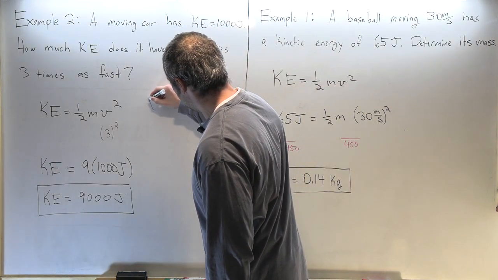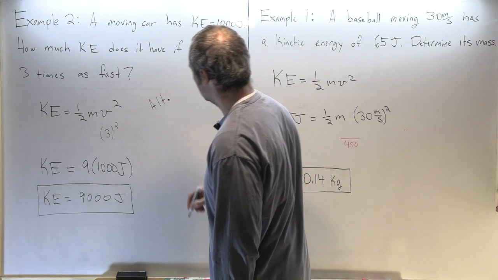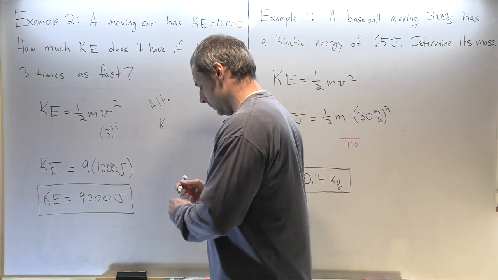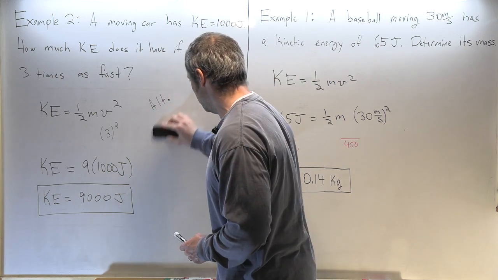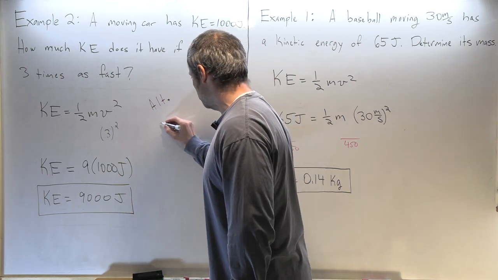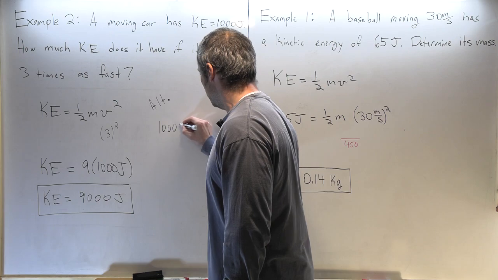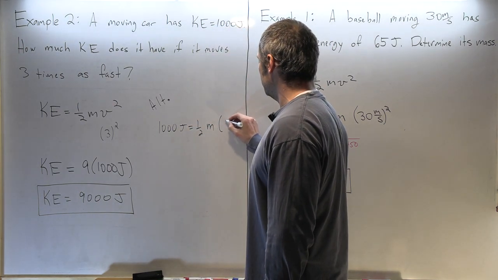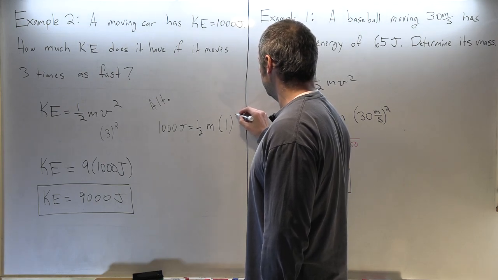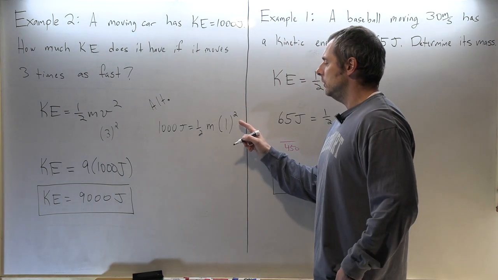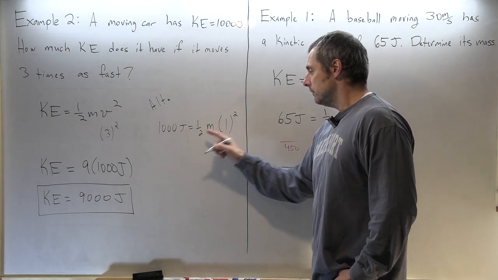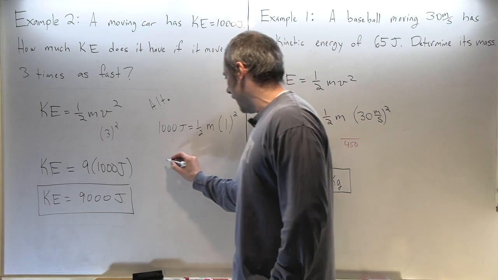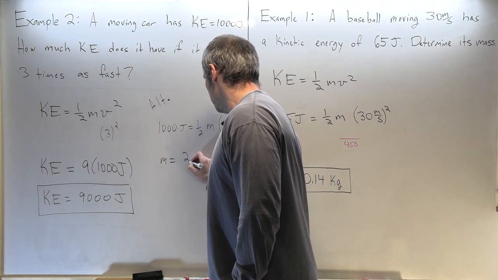I'll put ALT for an alternative solution. What you could do is use the kinetic energy formula. I won't write out the formula because this is just scratch work you would do on a multiple choice. 1,000 joules equals 1/2 m, and then make up a number for the speed. Let's say it's going 1. So basically 1 squared is 1 times 1/2 is 0.5. Divide both sides by 0.5 and I get the mass is equal to 2,000.